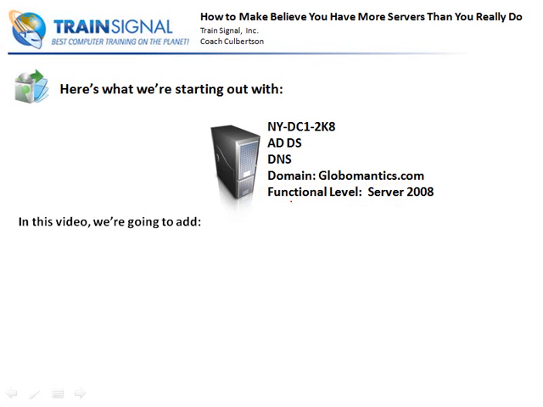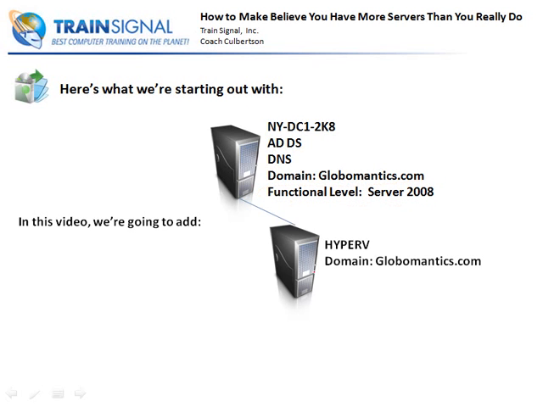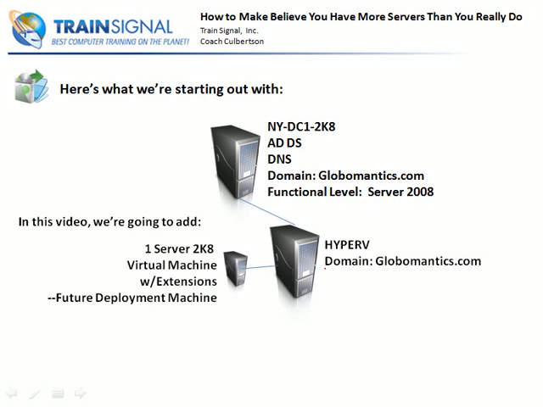Now, in this video, what we're going to do is add a machine to our network that's named Hyper-V, and of course it's going to be joined to the globalmantics.com domain. Just so you know, I've already installed the operating system and renamed the machine. I'll show you what I've done to it. I haven't done a lot of work on that machine specifically. After I walk you through what I have done, we're going to install Hyper-V, and we're going to create our very first virtual machine.